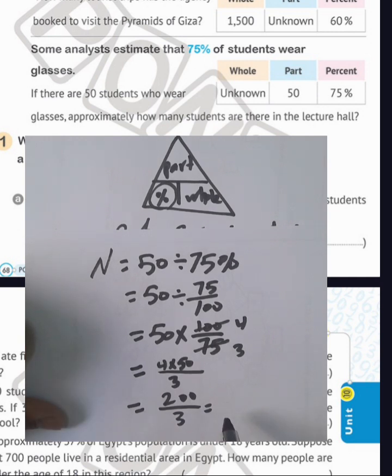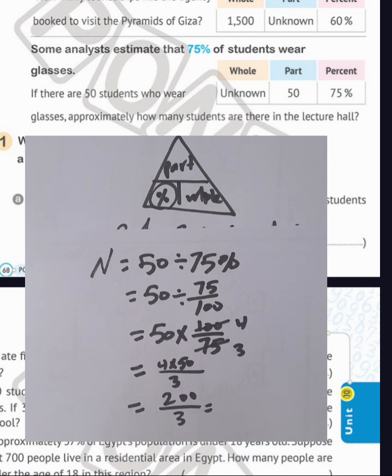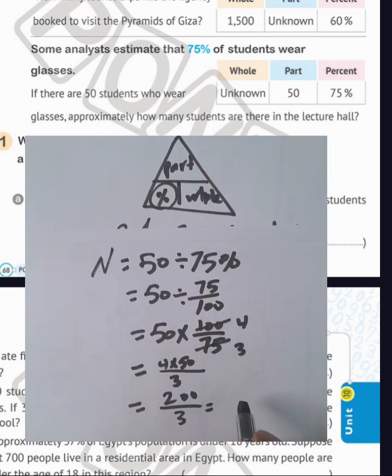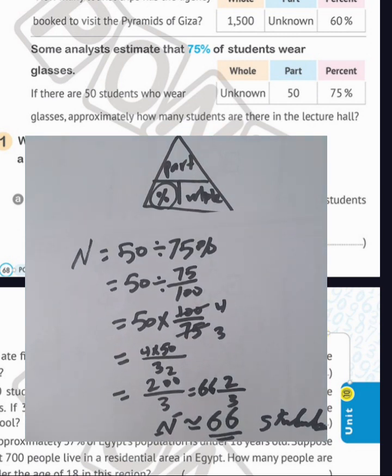Okay, you want to find how many students there are in the lecture hall. We can find the total number of students by writing the number of the part divided by the percentage. 75 over 100 will be 3 over 4, convert to 4 over 3, multiply by this number, and then write 3 in the denominator. 20 divided by 3 equals 6, 3 times 6 equals 18, and the remainder is 2. 20 divided by 3 equals 6 again, and the remainder is 2. Then the number of students is 266. The number of students will be 66 students.